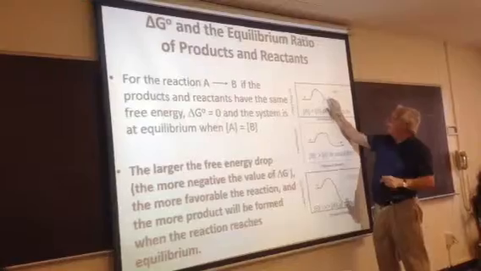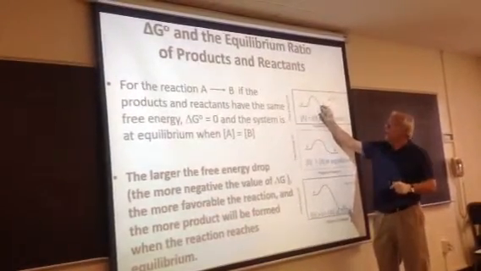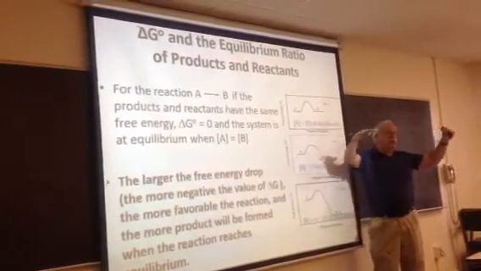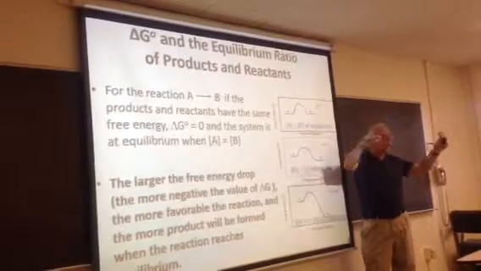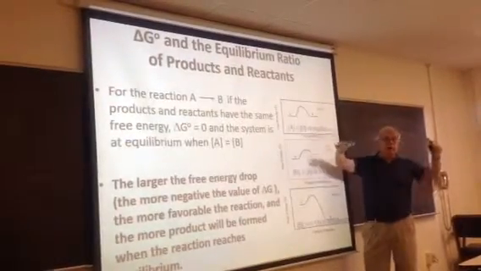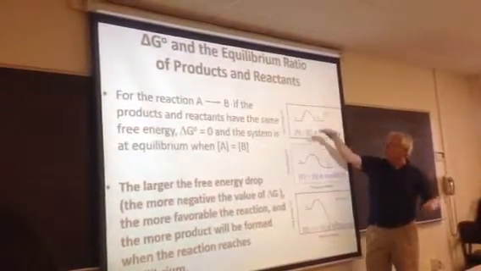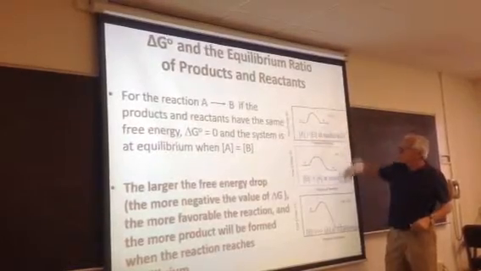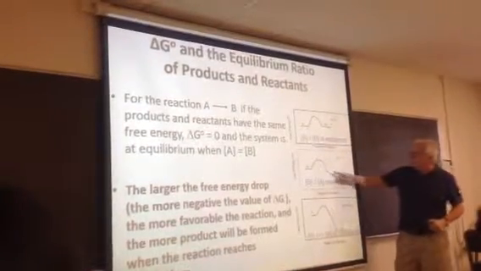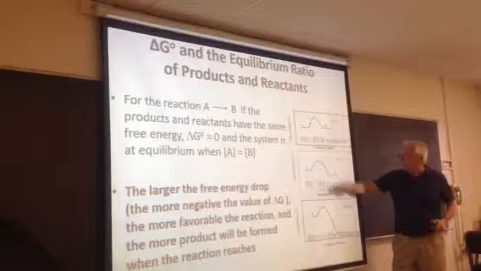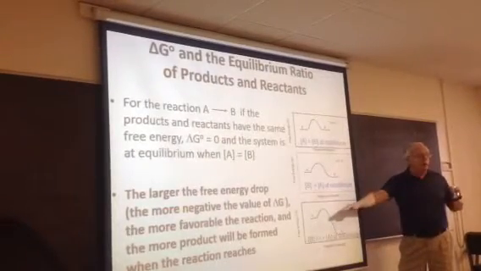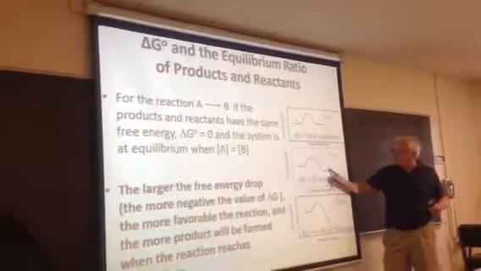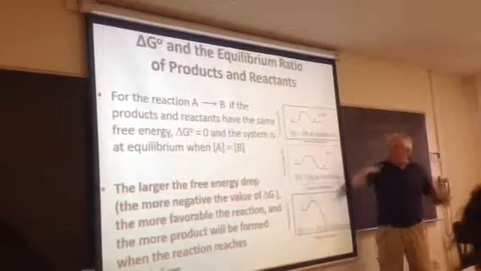If you had some theoretical case where the product and the reactant were at the same energy level, maybe there would be some traffic back and forth, but even at infinite time, you'd never have more than a 50-50 mix. It would be exactly equal. If the product's a little bit lower energy than A, then at equilibrium after an infinite period of time, you'd have more B than A.